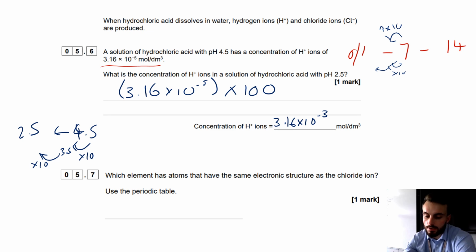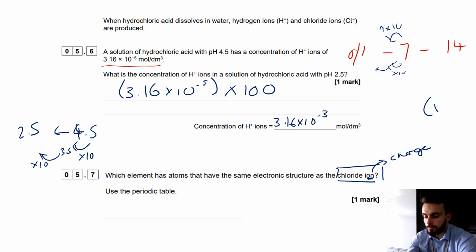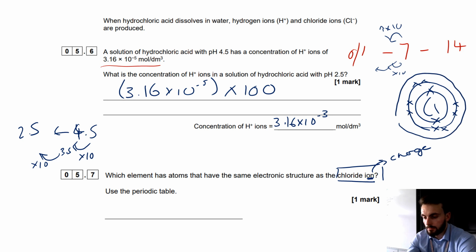And then which element has atoms that have the same electronic structure as chloride ion? If you can't do this off the top of your head, draw a chloride ion. Chloride ion means it's got a charge. It means it's got a full outer shell, so we can do the whole thing. So we can do chlorine, so that's 10 electrons, 17 electrons, and then that extra one gained.